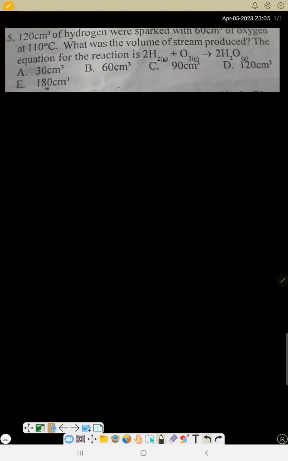So we have 120 centimeter cube of hydrogen sparked with 60 centimeter cube of oxygen at 110 degrees C. What was the temperature of steam? It should be the volume of steam produced.